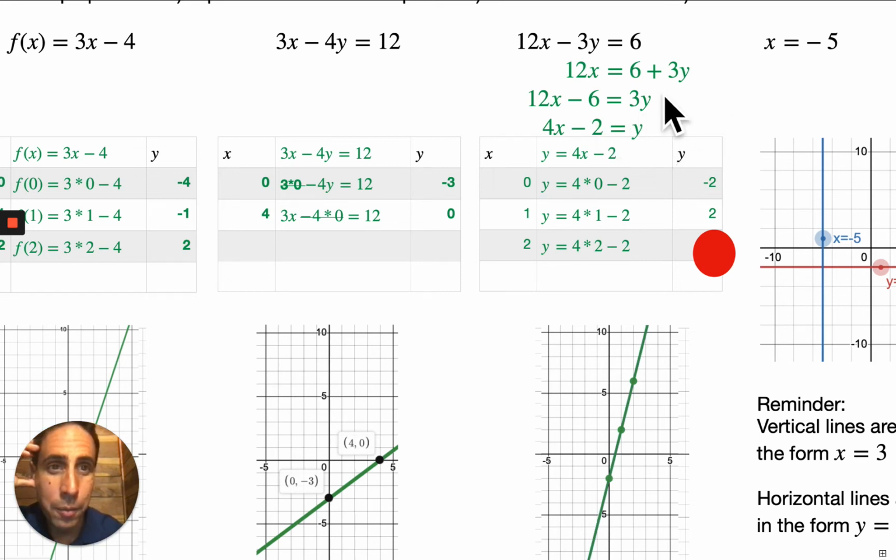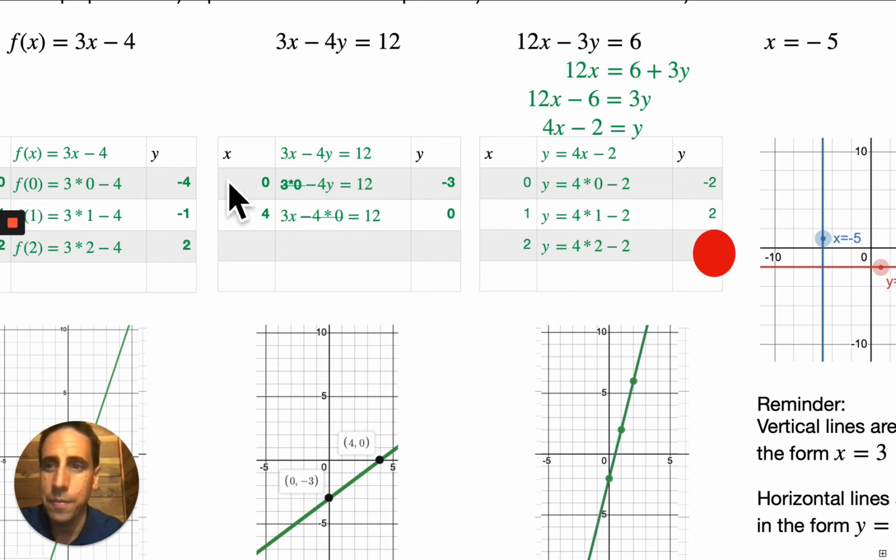Last step to get y all by itself is divide all the terms on both sides by 3. 12x divided by 3 is 4x. 6 divided by 3 is 2. 3y divided by 3 is y. You can actually choose any number you want and divide all the terms on both sides by that number. And if you do that carefully enough, then you get y is equal to 4x minus 2.